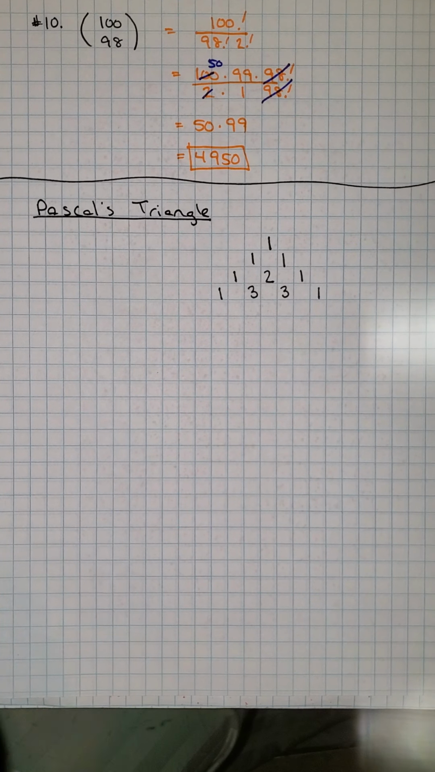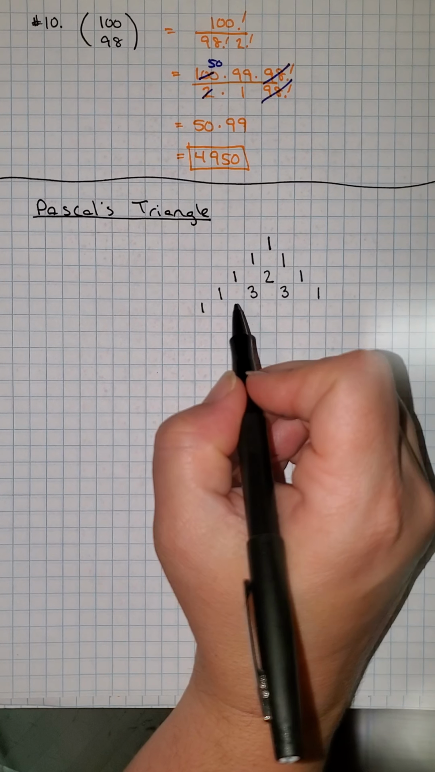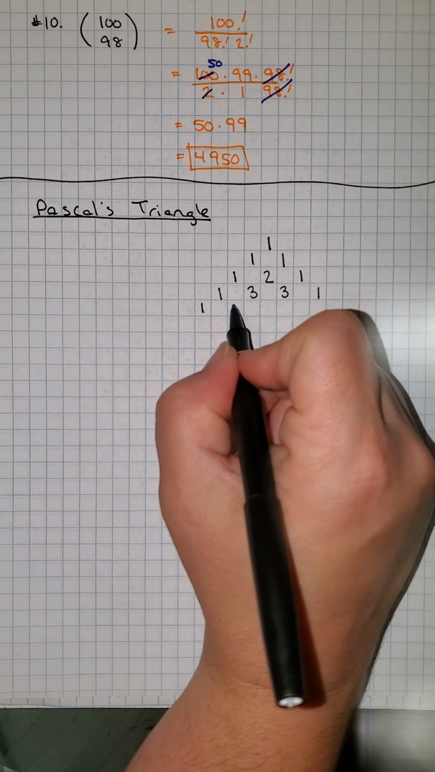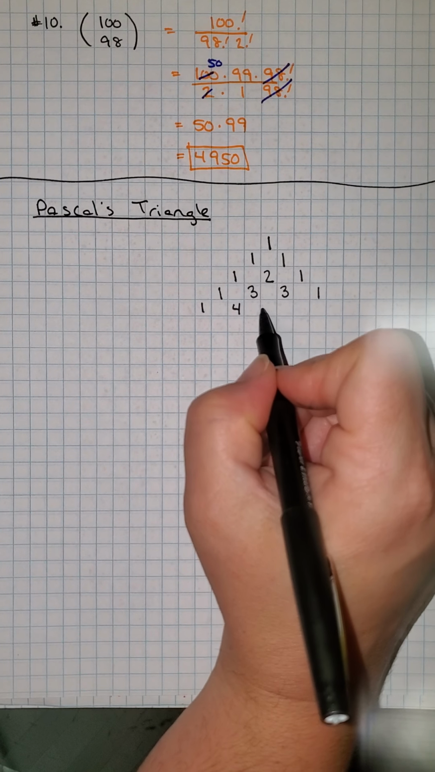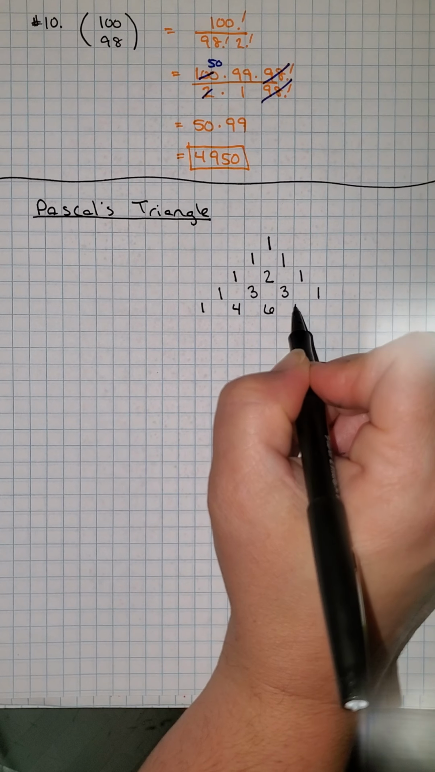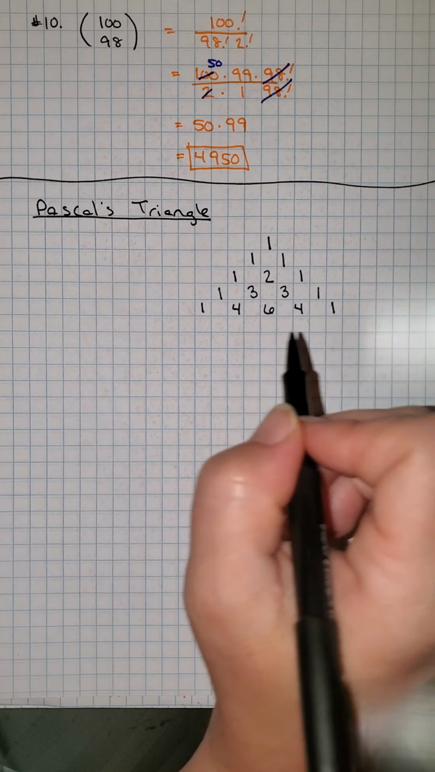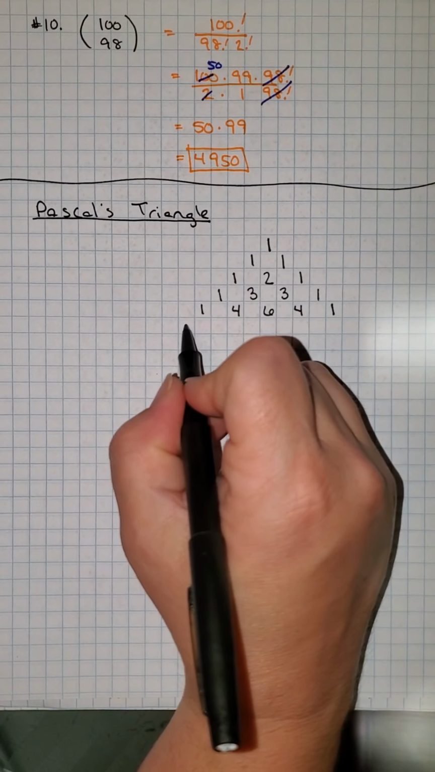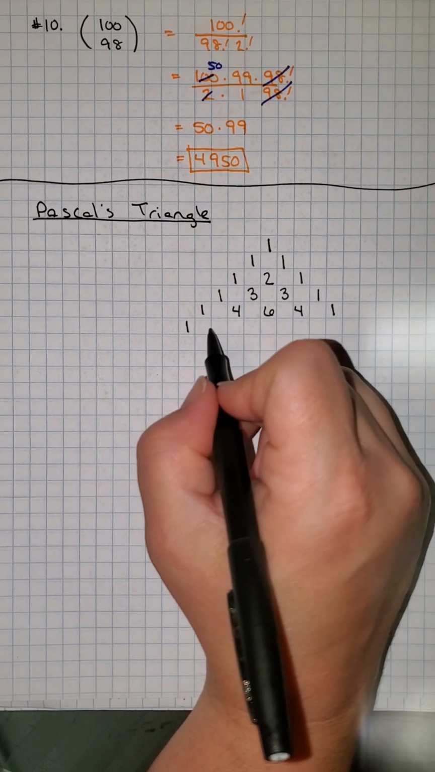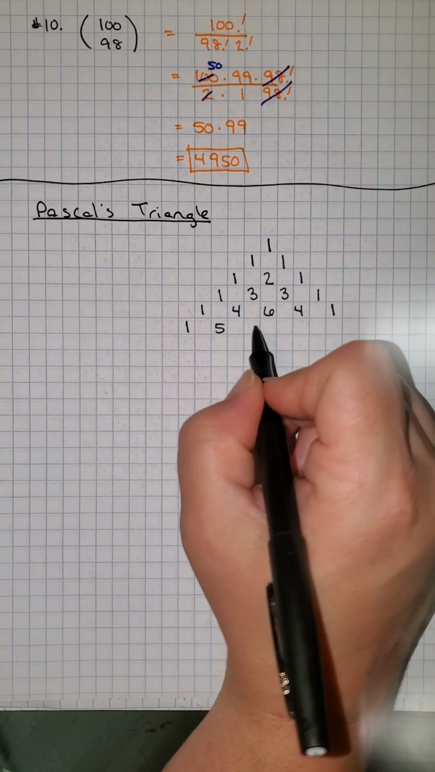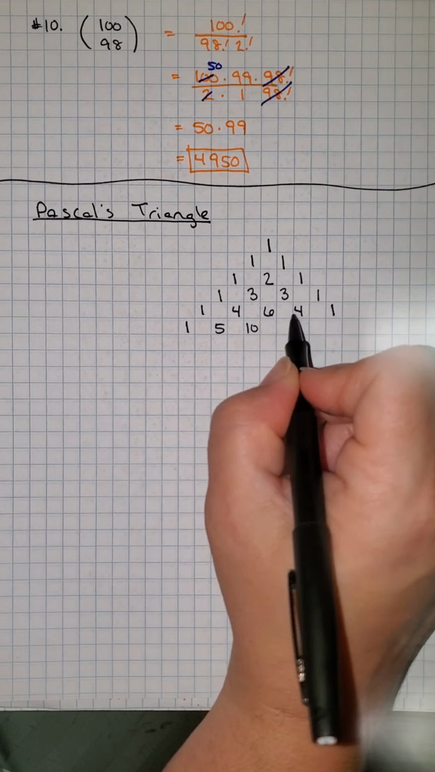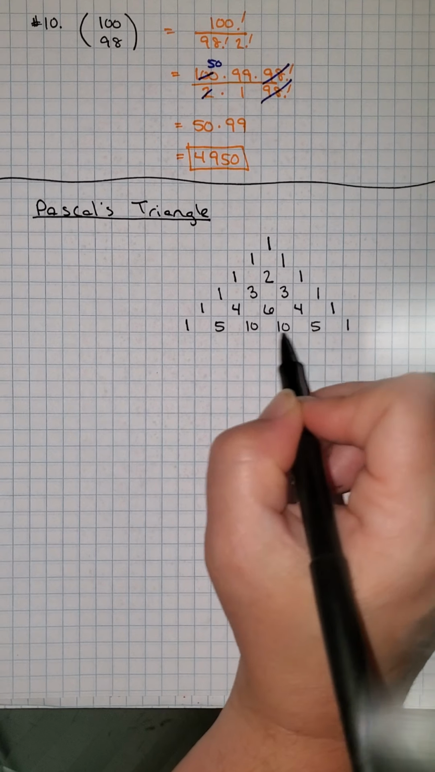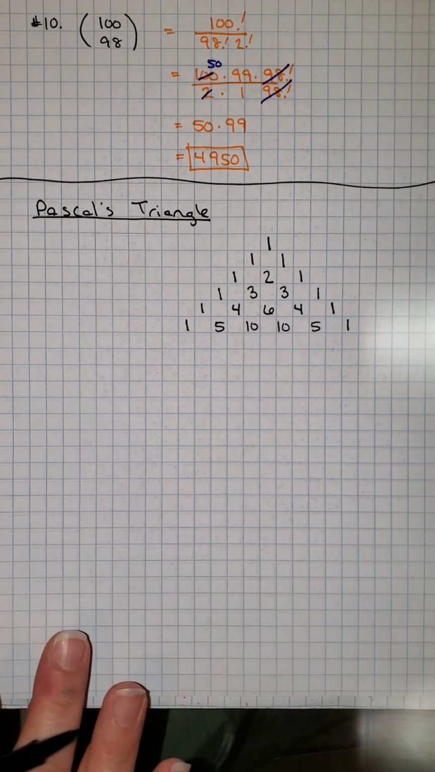Alright, so for the next row, I'm going to start with 1. Then 1 plus 3 is 4. In the middle, 3 plus 3 is 6. 3 plus 1 is 4. 1 on the end. I'm going to keep going. 1 to start with. 1 plus 4 is 5. 4 plus 6 is 10. 6 plus 4 is 10. 4 plus 1 is 5. 1. Every other row is going to have repeaters in the middle.